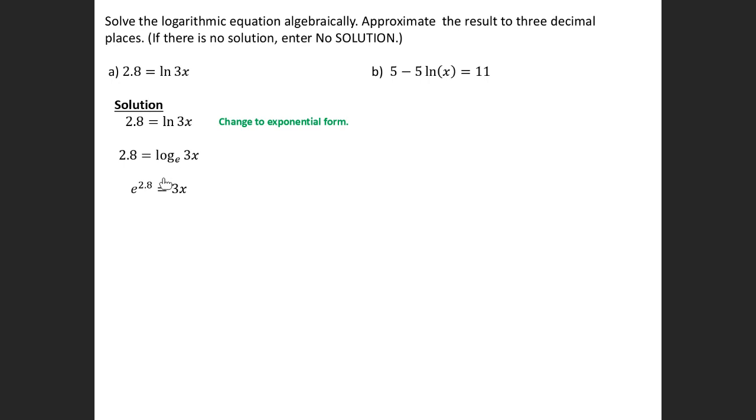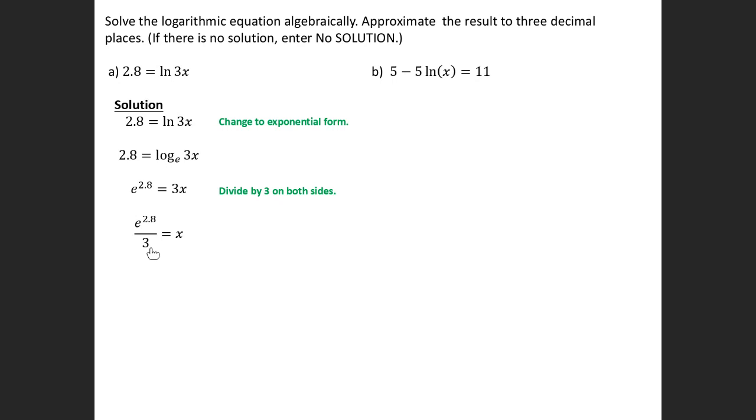So my base here is e. Again, the log is equal to the exponent. So here's my log, and it's equal to 2.8. That's going to be your exponent, and it's equal to 3x. We're trying to solve for x, so we can divide by 3 on both sides, and we get x is equal to this right here.